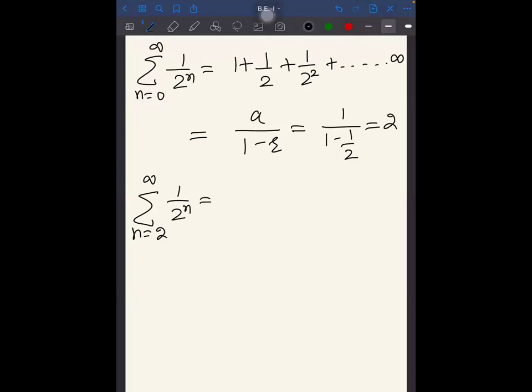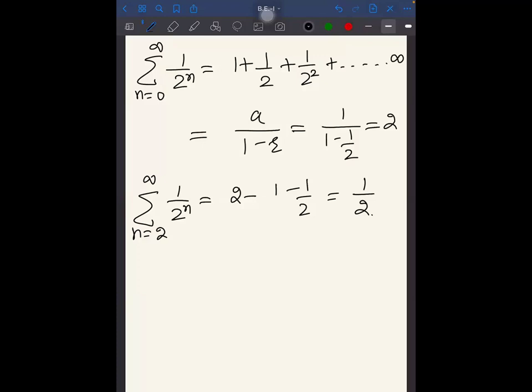Only the sum will change; convergence will not change. We actually leave these first two terms, so the sum will become 2 minus these two terms that are removed, 1 and half. So the sum will remain only half. The sum will change only. Otherwise, if it is convergent, it will remain convergent, and if it is divergent, it will remain divergent. There is no such change.